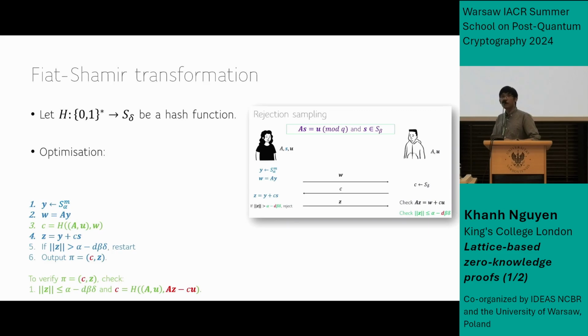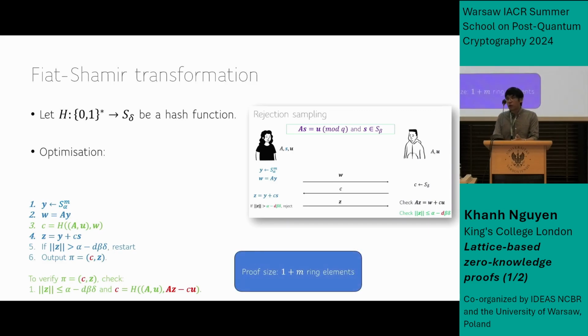Okay, so the verifier now checks that C is equal to the hash of the public things and AZ minus CU. So this informally, indirectly checks that W is equal to AZ minus CU. And why is this change interesting? Because the proof size is only one short ring element and Z, which is of length m. So m plus one ring elements. People use this optimization more.